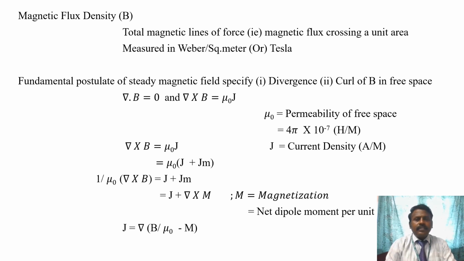Then magnetic flux density is represented by capital B. It represents the total magnetic lines of force, that means the magnetic flux crossing a given unit area. So it is measured in the unit of Tesla or Weber per square meter.